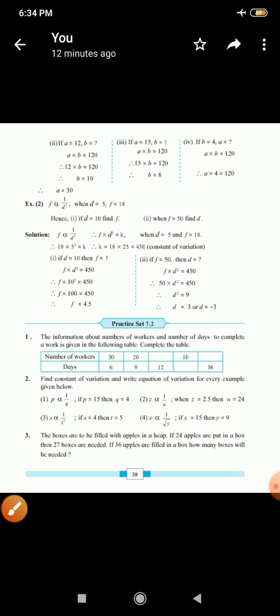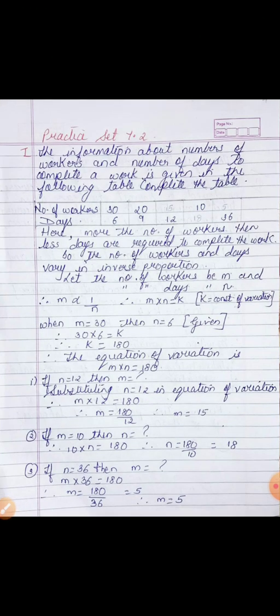So let us see how to find the number of days. Here, the more the number of workers, the fewer days are required to complete the work. So the number of workers and days vary in inverse proportion. Let the number of workers be m and the number of days be n. Therefore, m varies inversely as 1 upon n. Therefore, m into n is equal to k, where k is a constant of variation.